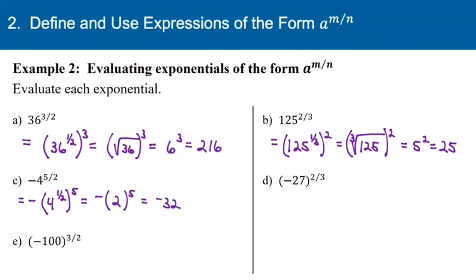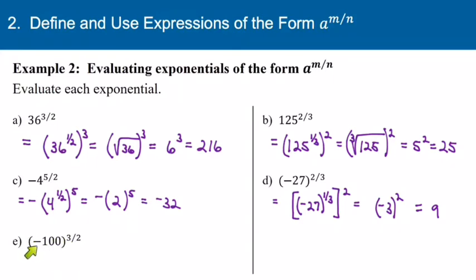Here in part D, we do have parentheses, so the negative is included in what the exponent is acting on. So we're going to have negative 27 all to the 1/3 power, and then we're going to raise all of that to the 2nd power. Okay, the 3rd root of negative 27 is the number that we could multiply times itself 3 times and end up with negative 27. So the 3rd root of negative 27 would be negative 3, and then negative 3 squared would be positive 9.